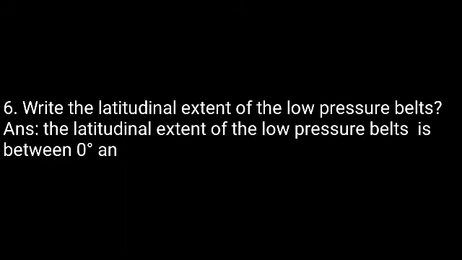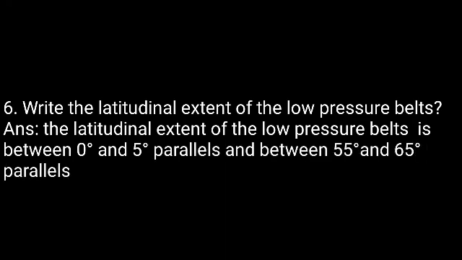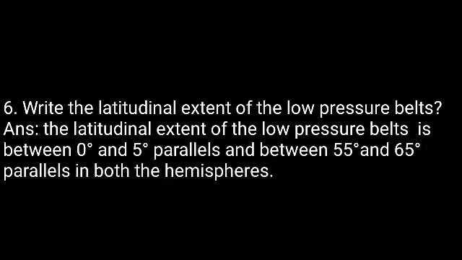Fifth question, with which pressure belts are the winds in the temperate zone associated? Answer, the winds in the temperate zone are associated with the mid-latitudinal high pressure belt. And the last sixth question, write a latitudinal extent of the low pressure belts. Answer, the latitudinal extent of the low pressure belt is between 0 degree and 5 degree parallel and between 55 degree and 65 degree parallel in both the hemispheres.